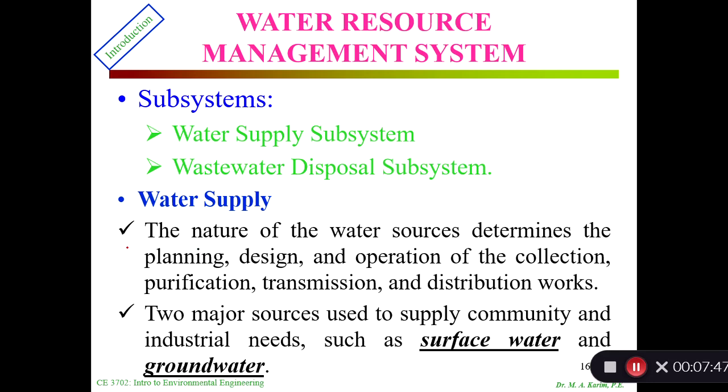Water supply is mainly so the nature of the water sources determines the planning, design, and operation of collection, purification, transmission, and distribution works. There are two major sources. We'll discuss more of those sources in the next topic, topic 2. So the two major sources are surface water supply, and the other one is the groundwater.